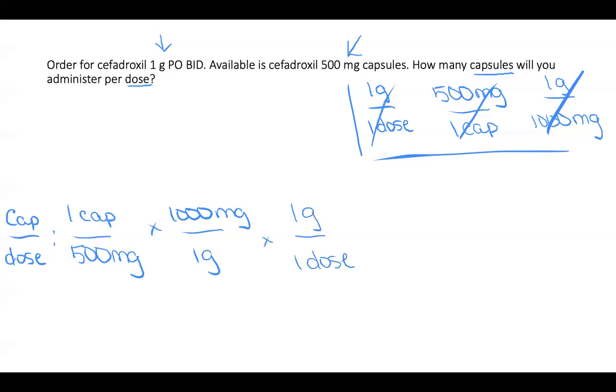Okay, once I've crossed out everything in my box, then I'm going to look at my problem and cancel out like units of measure and make sure that I've set up my problem correctly. So in this problem, I can cancel grams because I have them in the numerator and the denominator. And I can cancel milligrams because I have them in the numerator and the denominator. And I see that I'm left with capsules per dose, which matches what I'm looking for here.